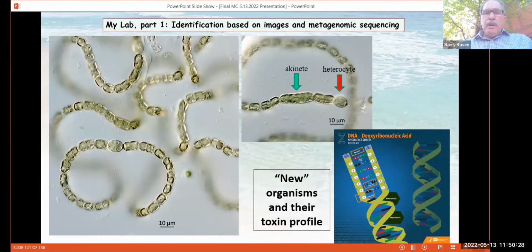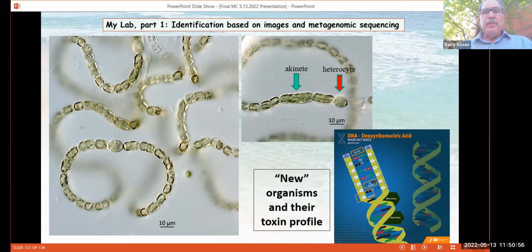So part one, in my lab, we do a lot of work on morphology. In other words, what do these organisms look like? And again, even though the cyanobacteria are bacteria, they're a little more sophisticated than other bacteria. They can have a resting spore called an akinete. They can have a heterocyte. These are really the filamentous forms. This does not happen with the Microcystis, which is a colonial coccoid form.